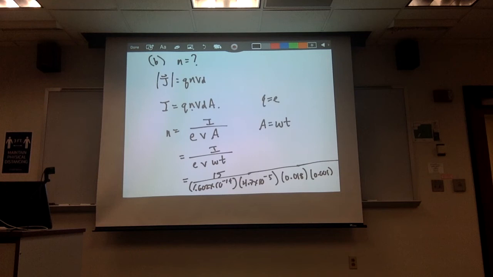Did I remember the velocity right? Yes. Not as old as I thought.